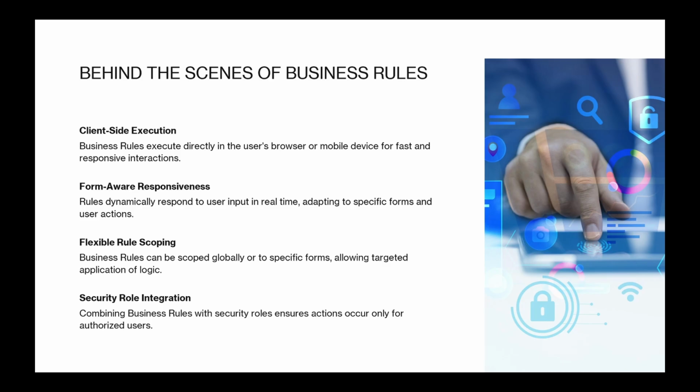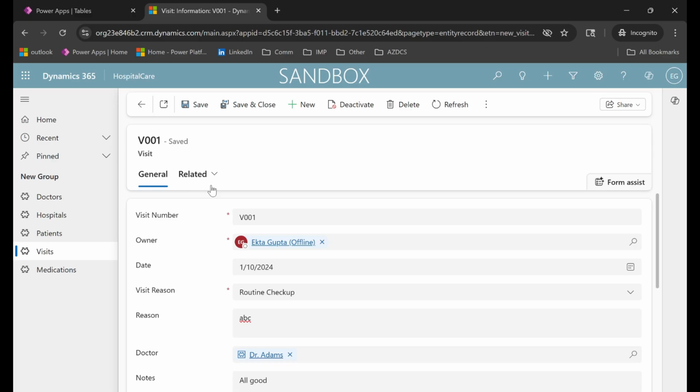Business rules mostly run client side, so they are directly applied to the user's browser or mobile device. They can be scoped to all forms or just a specific one. We can combine them with security roles for tailored logic. So yes, they are indirectly related to security roles as well. There is a specific setting using which we can run business rules on the server side as well. I'll show you that shortly. So now let's switch to the demo.